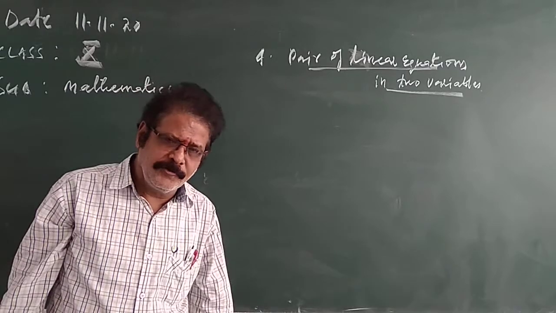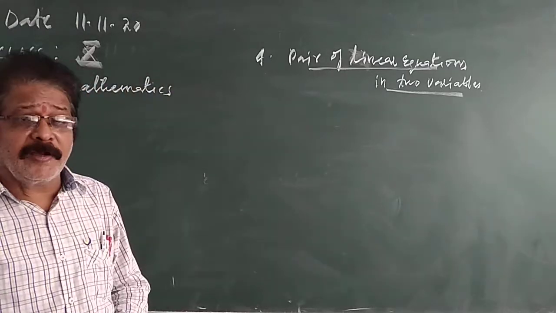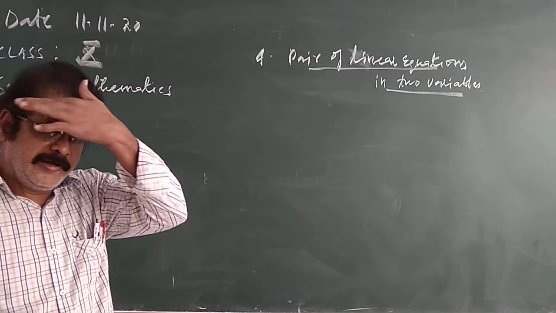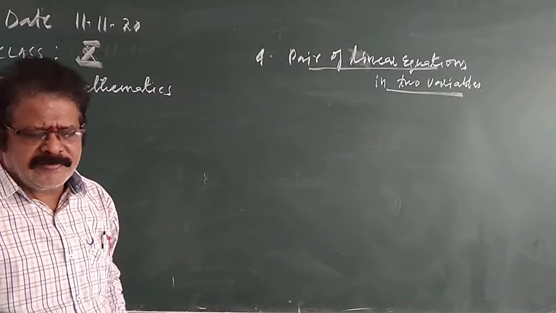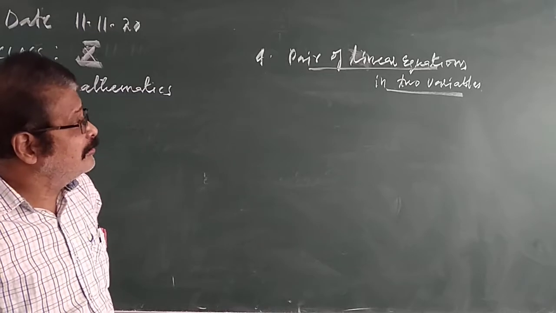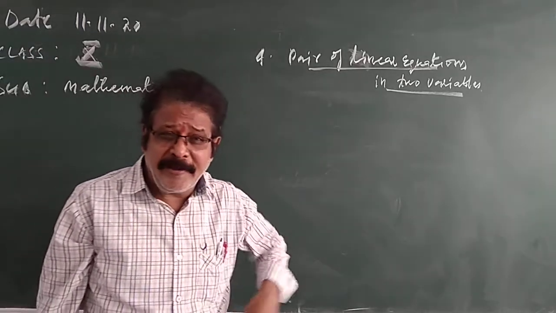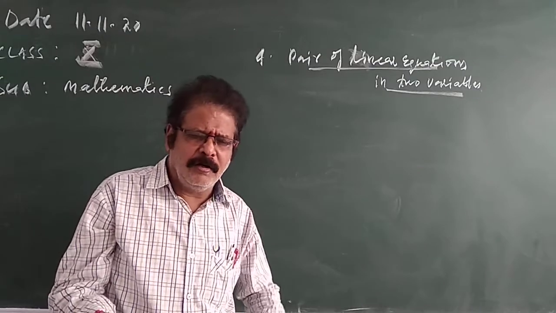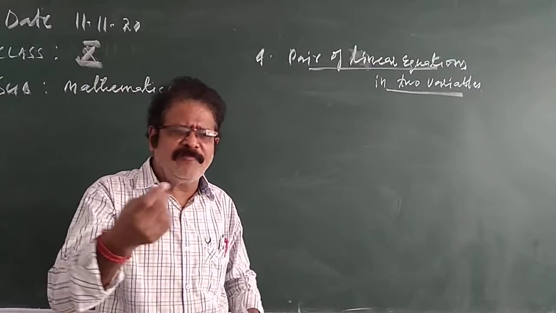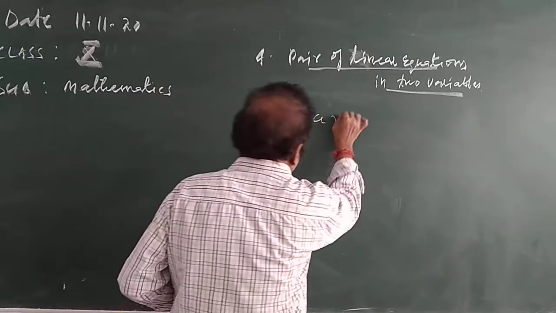Very good morning. So already we have started pair of linear equations in two variables. Already in the last class I explained. Once again let us recall the pair of linear equations. Pair means two. Pair means what? Two lines. You know that linear equation in two variables. The general form of linear equation in two variables is what?